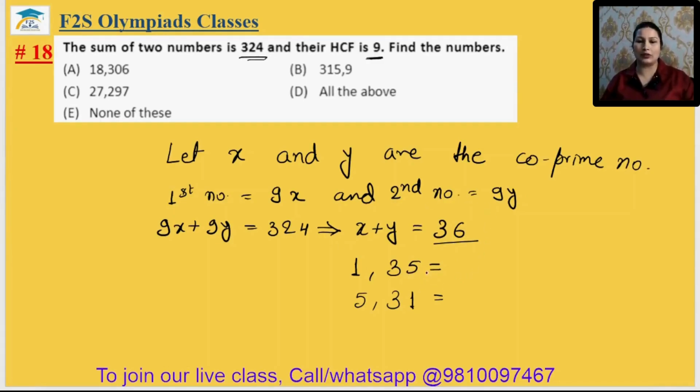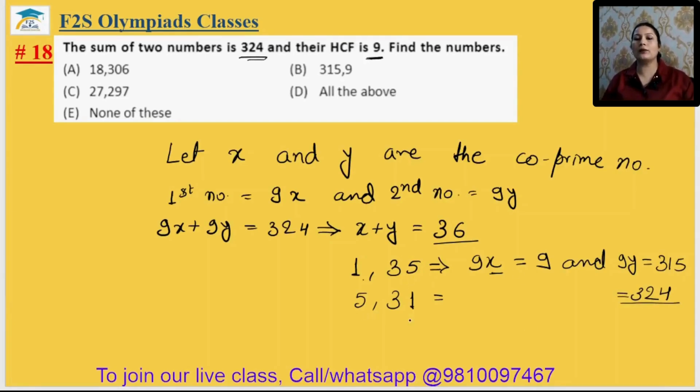Then x is 1 and y should be 35. So the first number, 9x, with x equal to 1, is 9, and 9y means 9 multiplied by 35, which is 315. Find the sum of these two. If you take the sum, you get 324.